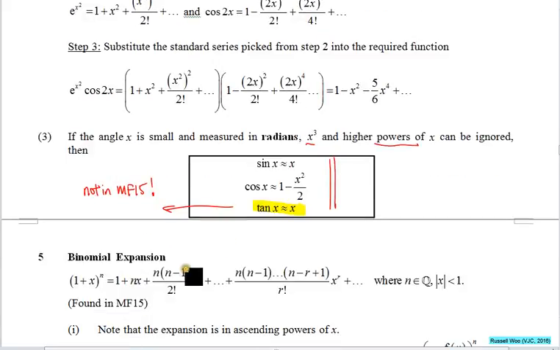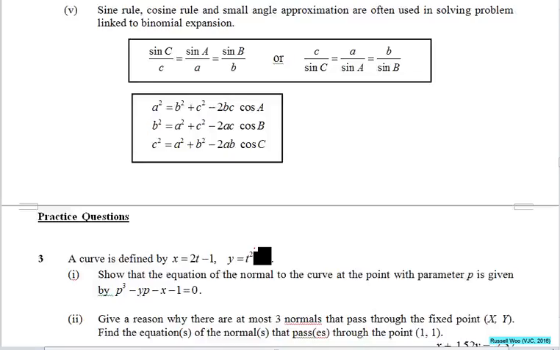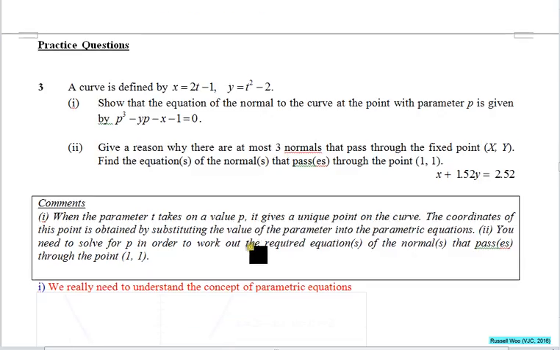Okay, enough of all this, binomial, no need. Let's jump straight into the question. Question 3. I know it's not a difficult question. Actually, it's not. I deliberately chose it because I wanted to bring across the idea of parametric equation.